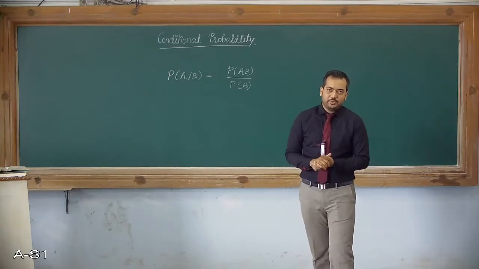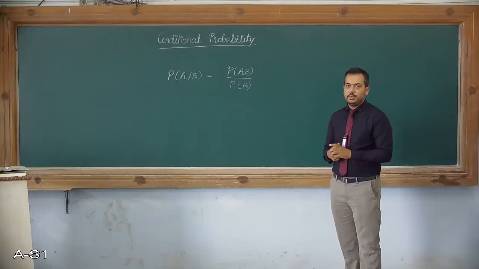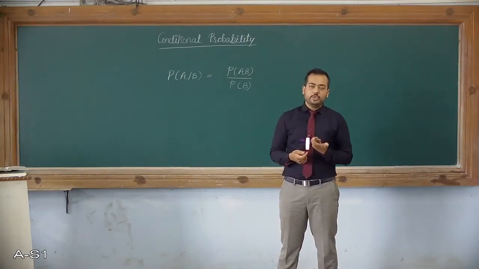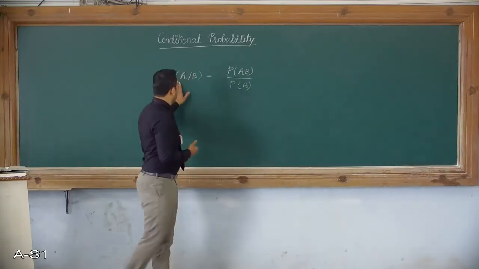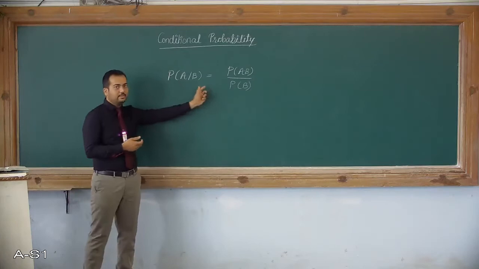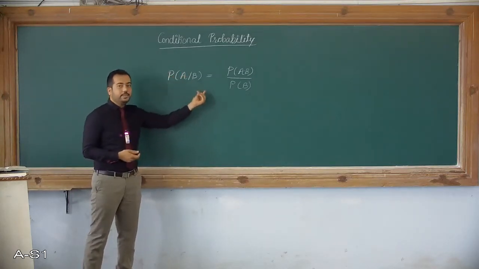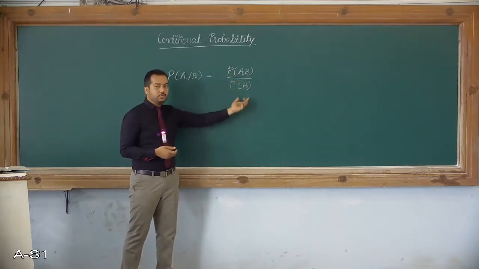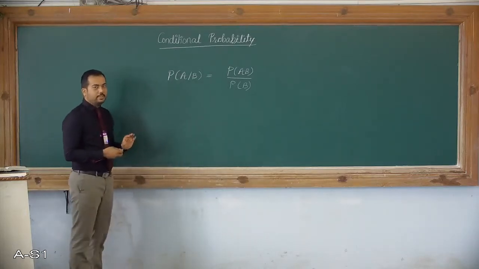Welcome to this video. Today we'll be discussing a concept called conditional probability. Conditional probability is related to two events. As the formula states, it tells about the probability of A given B. That means you're finding the probability of A when the probability of B is given, along with the probability of A and B together. This is what the conditional probability formula states.